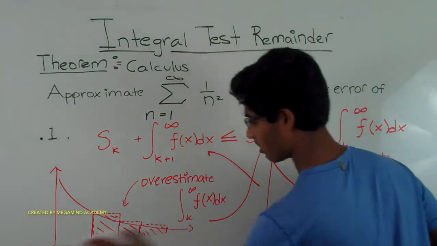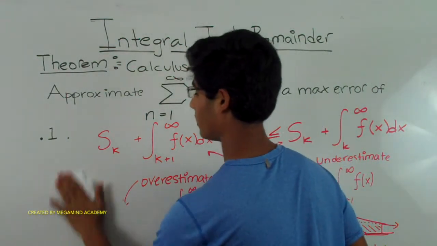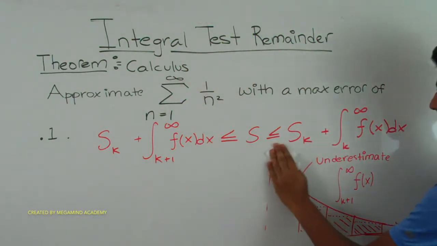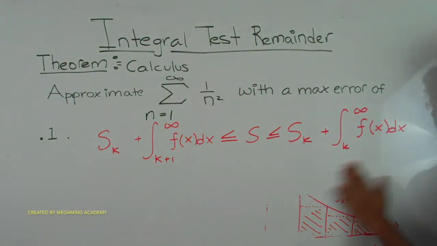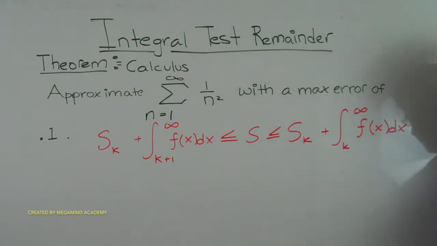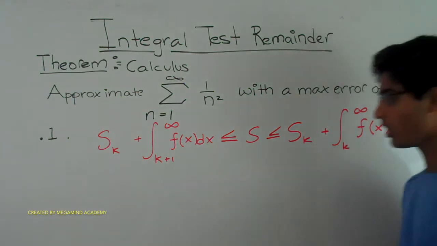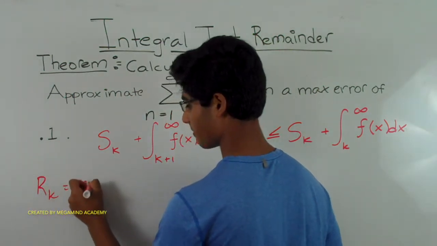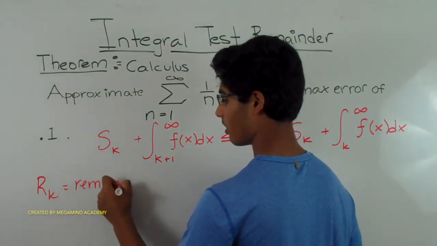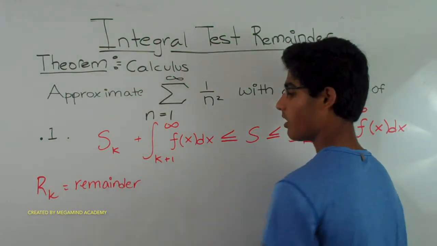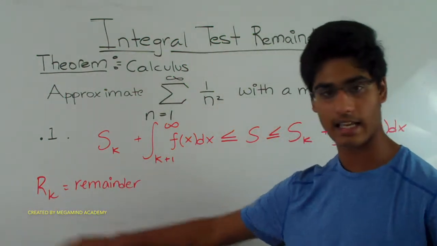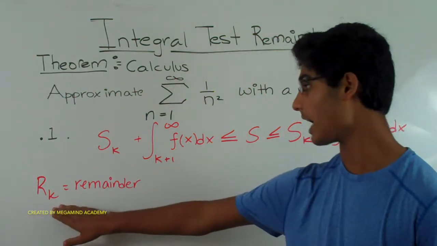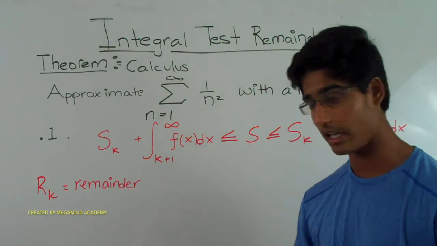Okay. So now we're going to define a new term here. This new term is r sub k. R sub k is the remainder at the kth partial term, when we stop at k for our partial sum. So basically, r sub k is just our actual error.